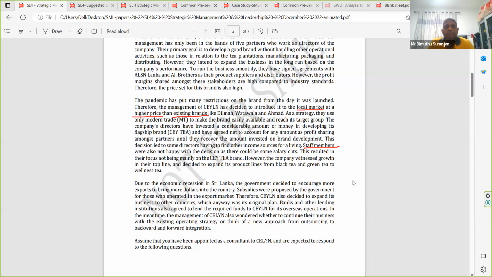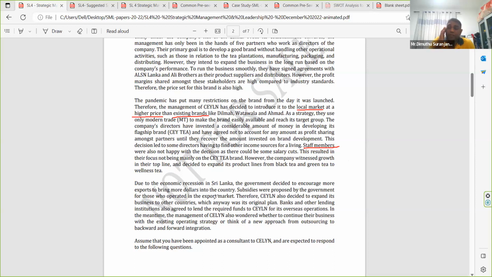This resulted in their focus not being mainly on the CT ban. However, the company witnessed growth in their top line and decided to expand its product line from black tea and green tea to wellness tea.